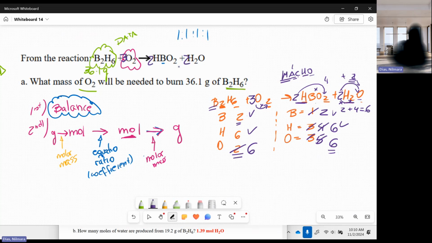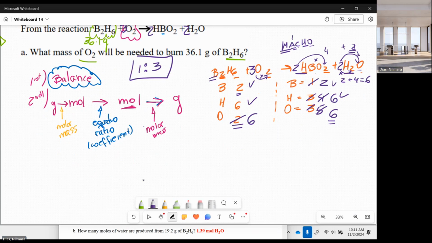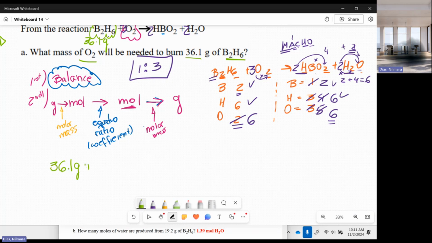So I have my mole ratio of boron and oxygen. We have 1 for 3, right? 1 mole of B2H6 will react with 3 moles of oxygen. So let's go to our calculation. To start, we're going to start with the given data: 36.1 grams of B2H6.